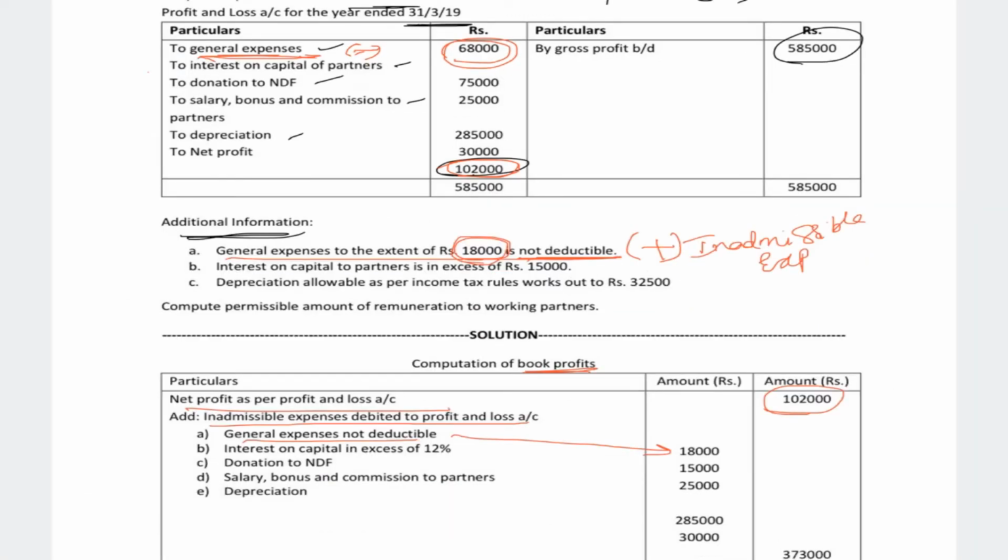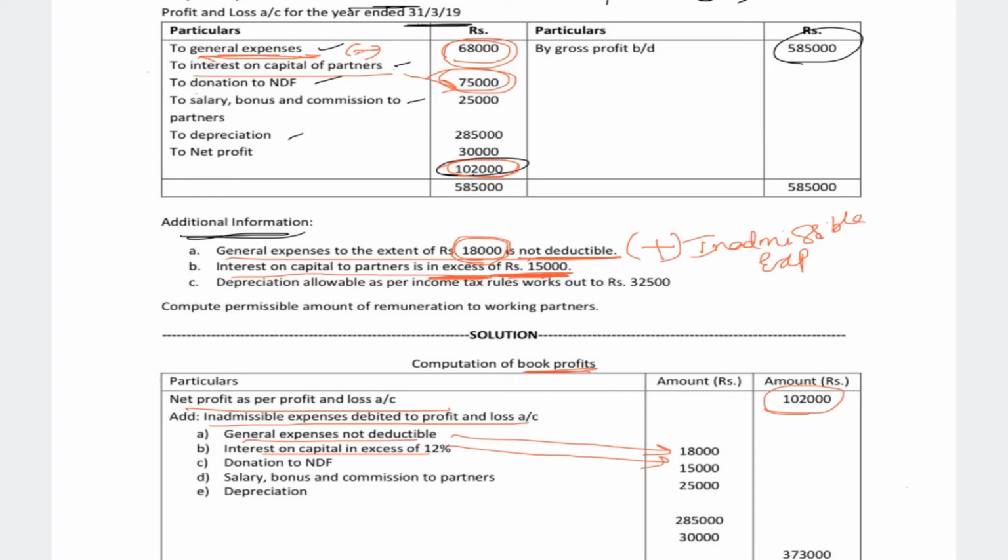The second point we have here is interest on capital to partners. If they just give us interest on capital and don't mention anything else, then this value will be treated as an admissible value. But let's see the additional information. Yes, we have a point here. Interest on capital to partners is in excess by 15,000. In this question they have not given us any percentage, but they have directly given us the value which is in excess of the limit. So directly the interest on capital, how much value we have, 15,000, will be considered here.